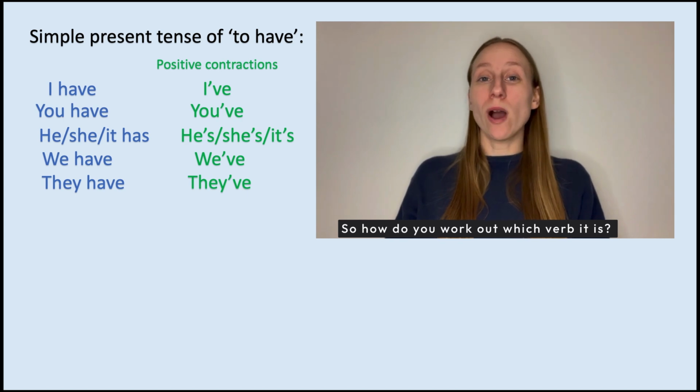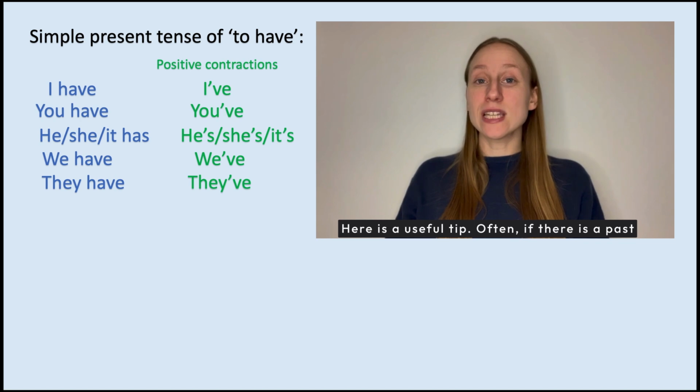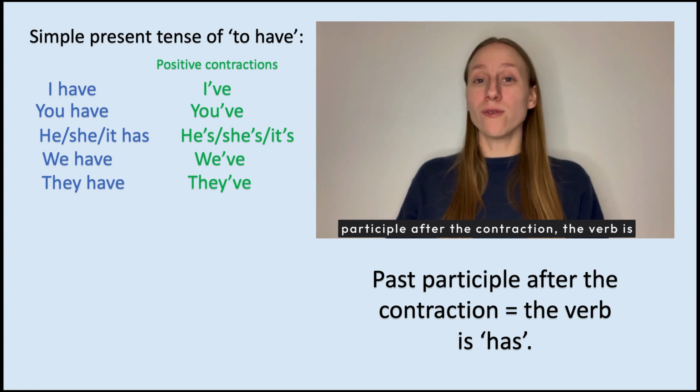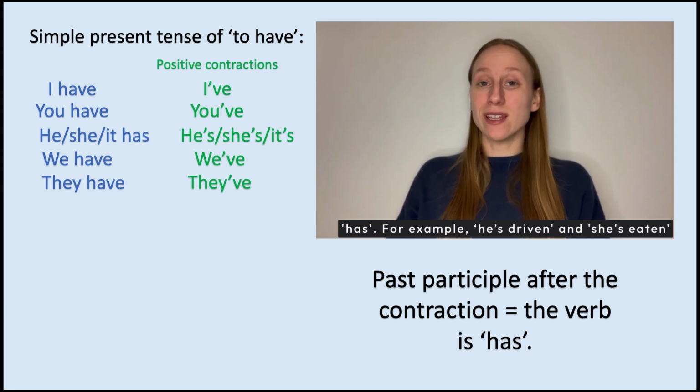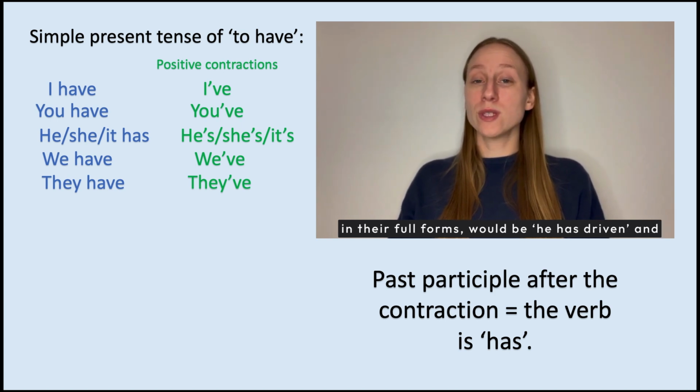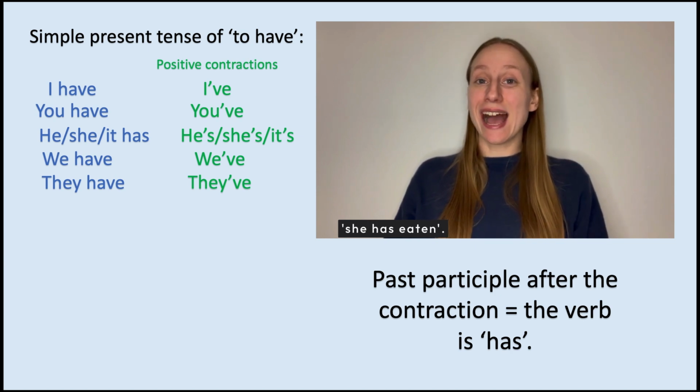So how do you work out which verb it is? Here is a useful tip. Often, if there is a past participle after the contraction, the verb is has. For example, he's driven and she's eaten in their full forms would be he has driven and she has eaten.